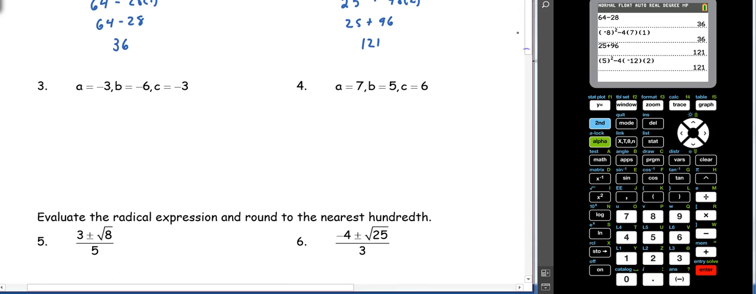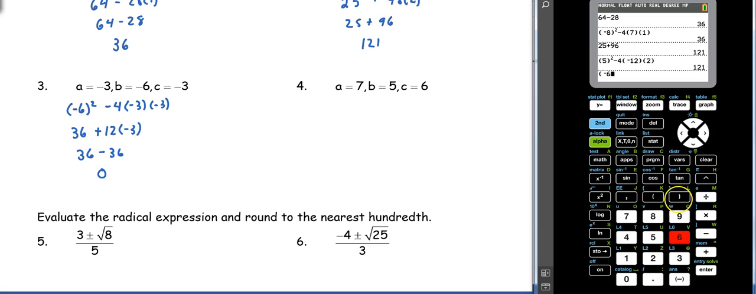Number 3, again, we're going to substitute. So it's b squared, so (-6) squared minus 4ac, so minus 4 times -3 times -3, because those are our a and c values. When I do order of operations and square -6, I get 36. Remember, a negative number squared is always positive. -4 times -3 is 12. I still have to multiply that again by -3, so I get 36 minus 36, which is 0. If I substitute that into my calculator, (-6) squared minus 4(-3)(-3), and we get 0.